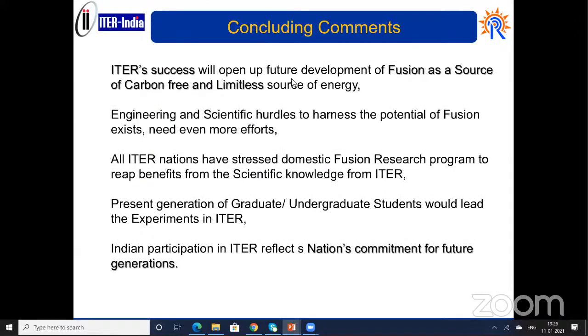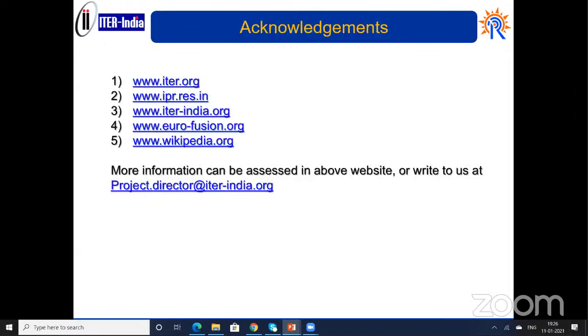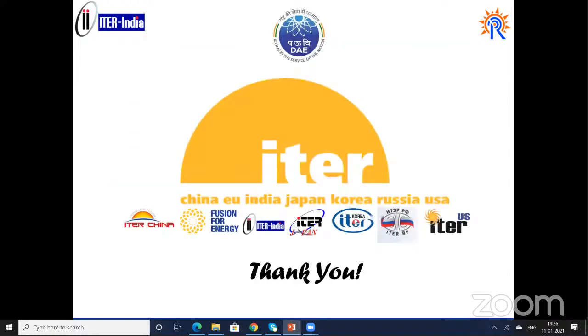So I think it is all dream. I am giving you the dreams, but I think this is what is important, that we keep dreaming and work hard to achieve that dream. And India is committed. And as you can see, the government has already committed. So it's a very responsible position India has taken by working with ITER all the time. You can see some of these websites if you want more information, or write to us also.